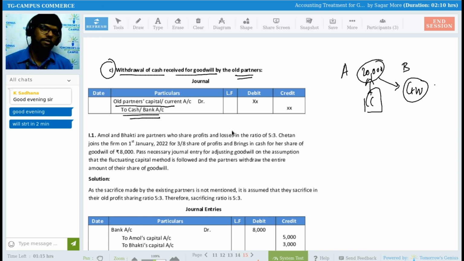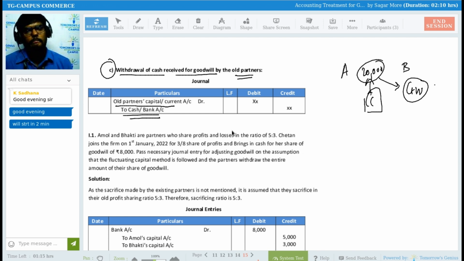So if there is a withdrawal, only then do we have to pass this entry: old partners' capital and current account debit to cash or bank account. The cash or bank account is credited because the amount goes out of the business, so the asset will come down, right? If an asset comes down, we have to credit it. Simple. And why did we debit the old partners' capital and current account?